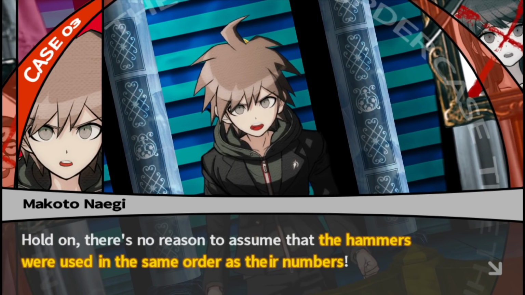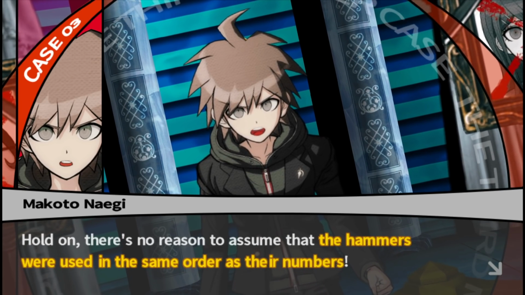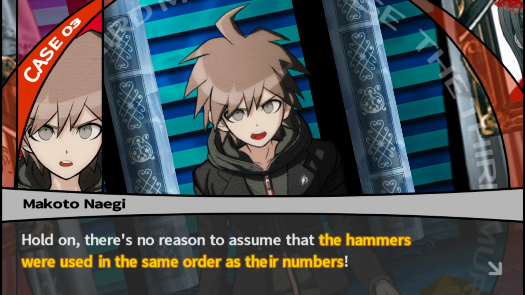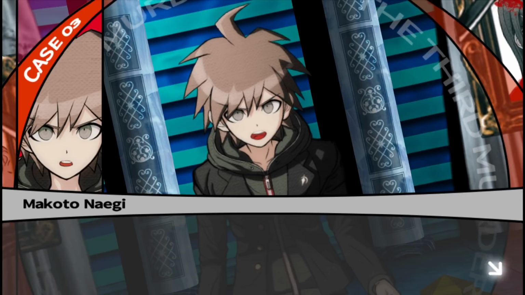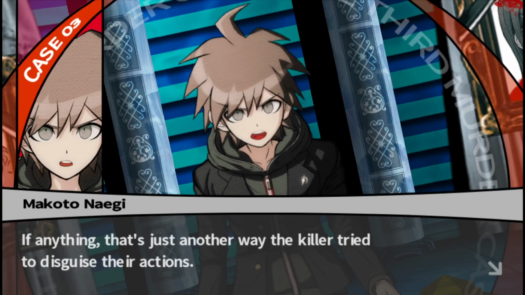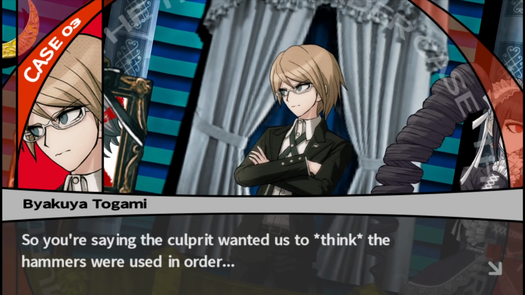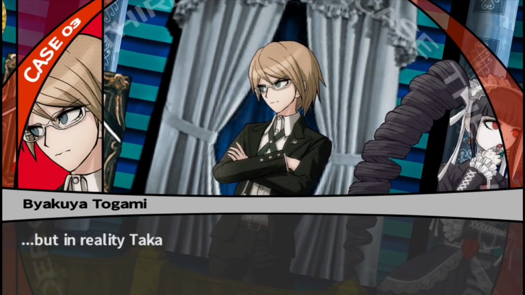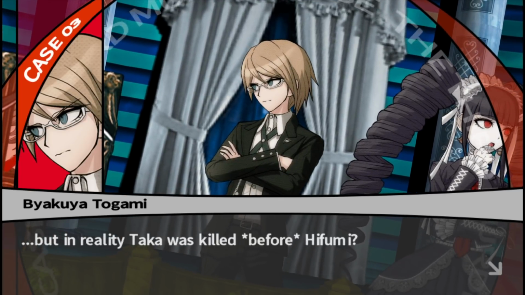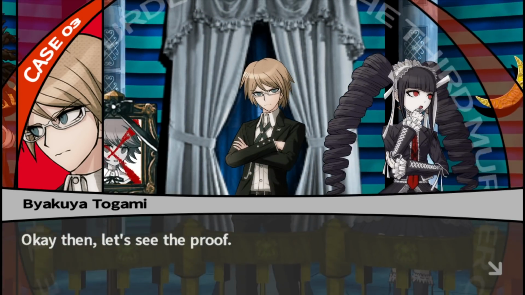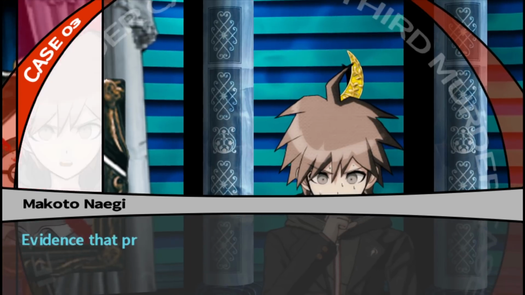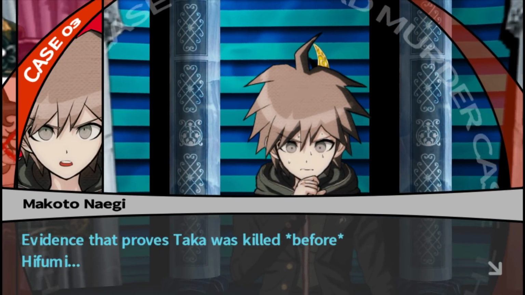There's no reason to assume that the hammers were used in the same order as their numbers. It was meant to make it seem that way. If anything, that's just another way the killer tried to disguise their actions. So you're saying the culprit wanted us to think the hammers were used in order, but in reality, Taka was killed before Hifumi? Yes. Okay then, let's see the proof. Evidence that proves Taka was killed before Hifumi.